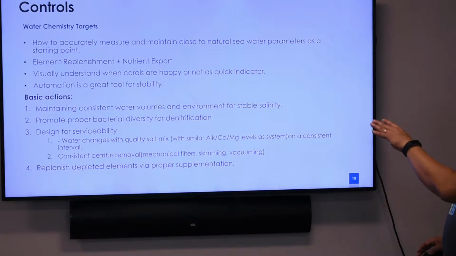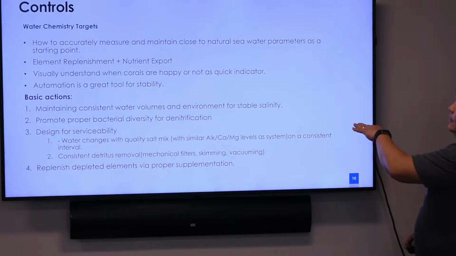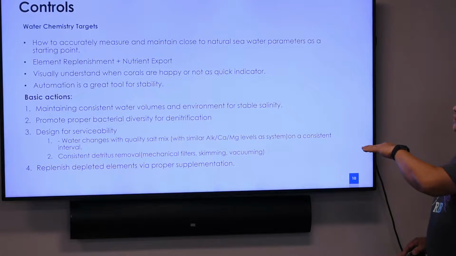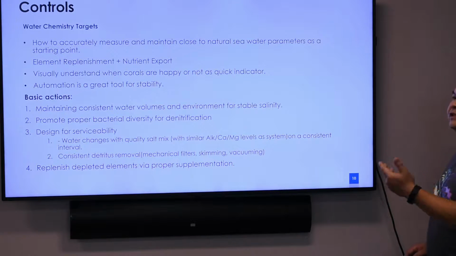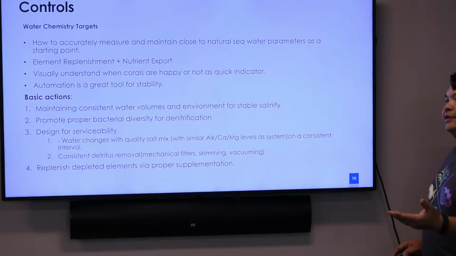And automation is a great tool for stability because you can't be there all the time. It's a friend, it's a tool, but it works well if it's set up right, like anything else. So you want to maintain water volumes for salinity stability, promote proper bacterial diversification. A lot of these different bacterial additives do help.